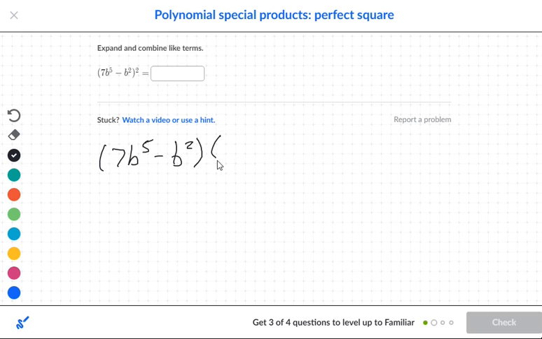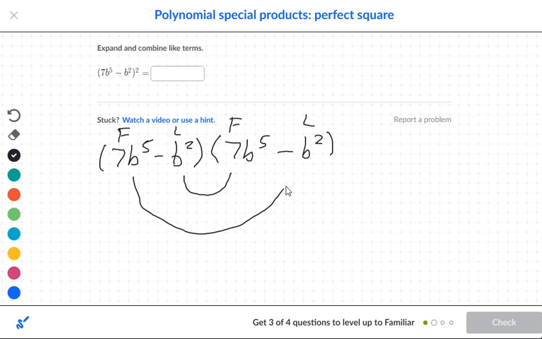So what I'm going to do is write down 7b to the 5th minus b to the 2nd. This is my first, this is my last, this is my first, this is my last, and let's go double smiles here. So we got 7 times 7 for the first one. 7 times 7 is 49. But as for the b's, you see you have 5 b's and 5 b's. That's going to be b to the 10th.